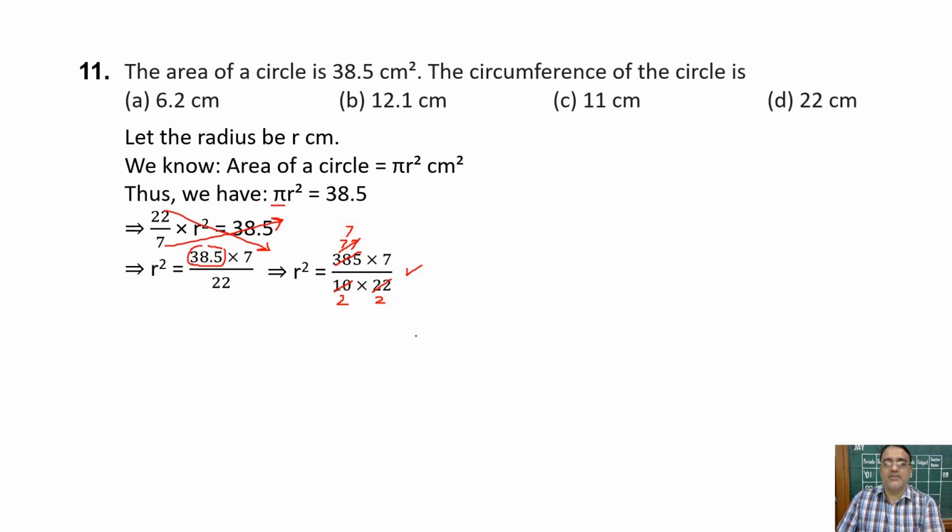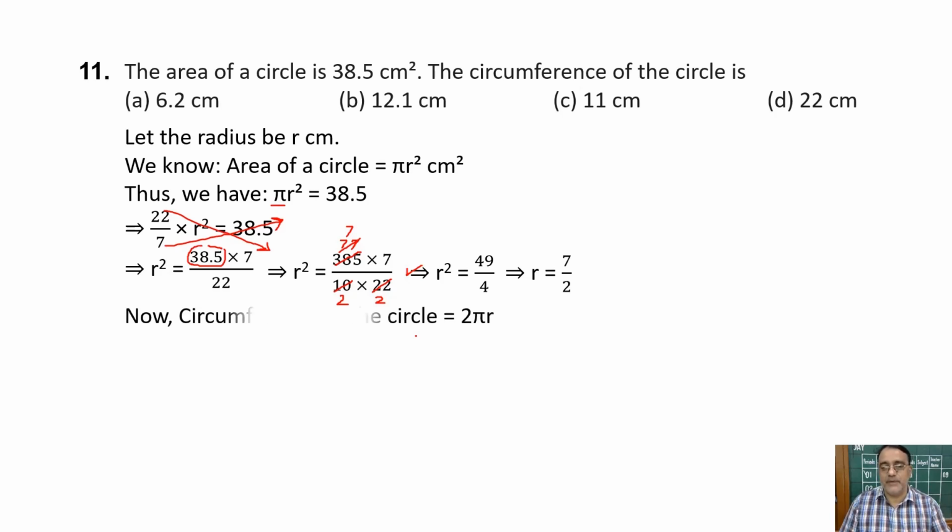7. So we'll get 49 by 4, and the square root of 49 by 4 is 7 by 2. So we got the value of radius. Now we are going to find the circumference. Circumference is 2 pi r. So 2 into 22 by 7 into 7 by 2. So 1 7 और 1 2 cancel हो गया. So what is the final answer? 22. Right, 22 centimeter. So which option is the correct one? Option D. Option D, right.